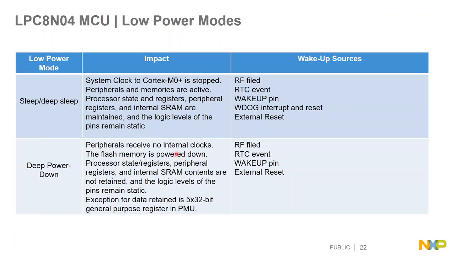Okay, so right now the low power modes. We have generally four main modes: the active one, sleep, deep sleep, and deep power down. From sleep and deep sleep mode, there is a possibility to wake up from the NFC field, real-time counter, wake up pins, watchdog, or external reset. From deep power down, there is a possibility to wake up from NFC or real-time counter, wake up pins, or external reset. In deep power down mode, all content and registers are not retained, but there is an exception: we have special 5 32-bit general purpose registers in the PMU, which could be used to retain some data if you need to go to the deep power down mode.